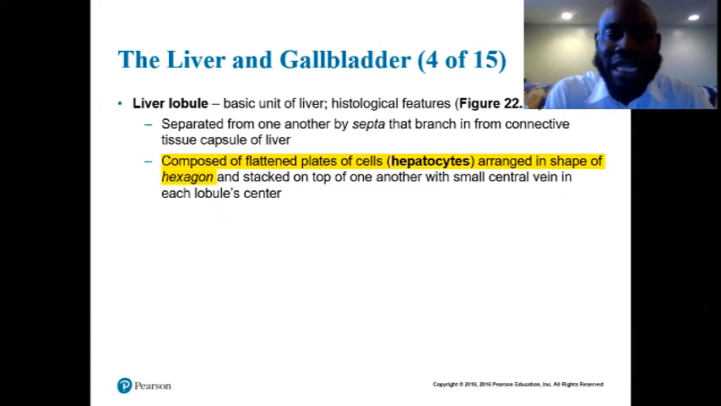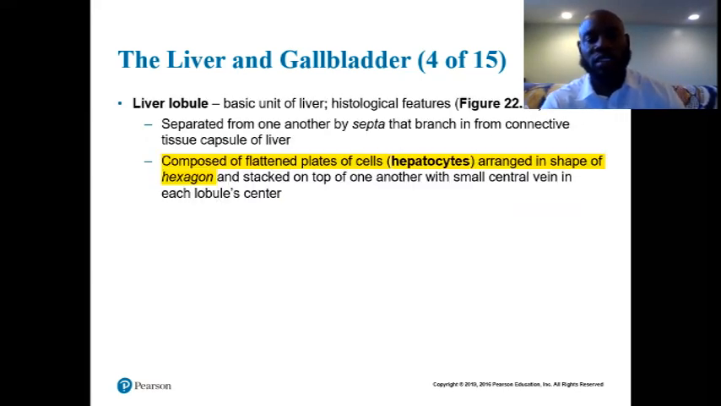All right, liver lobule, right? Basic unit of liver, and here are the histological features. Separated from one another by septa that branch and form a connective tissue capsule of liver, composed of flattened plates of cells. This is the key. Hepatocytes are arranged in the shape of a hexagon, stacked on top of one another with a small central vein in each lobule center.